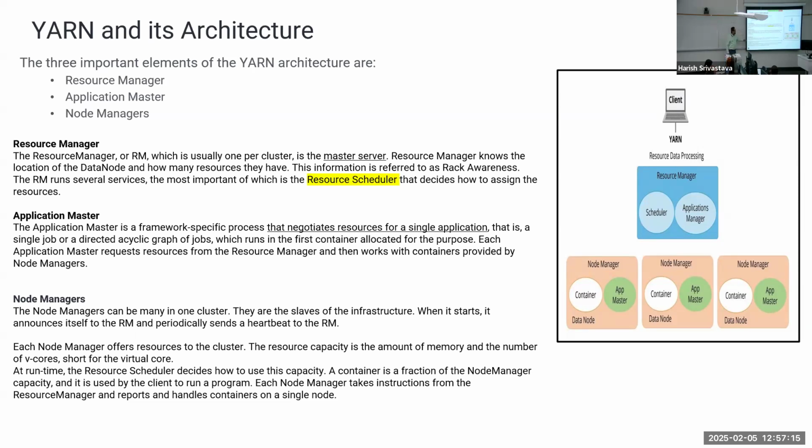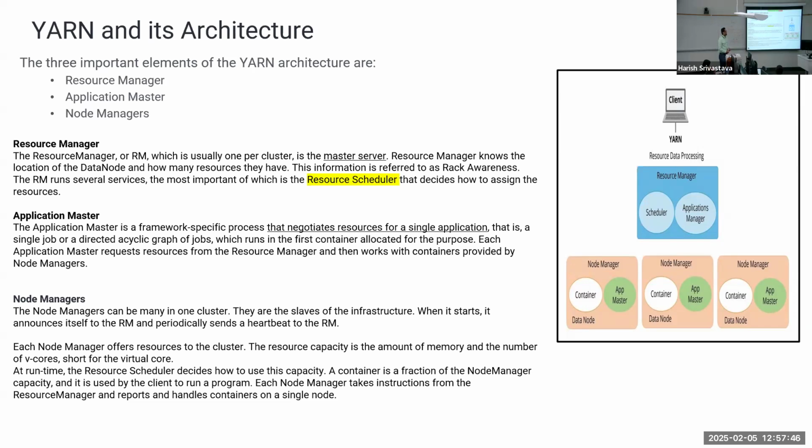So this node manager, whenever it starts up in the data node, announces itself to the resource manager that it's now available and we can take more tasks, right? Even after finishing a job, the node manager again sends a message to the resource manager that I have completed the task, now I'm again available to take up a new task, okay? Each node manager offers resources to the cluster. The resource capacity is the amount of memory and the number of vcores, short for virtual cores.